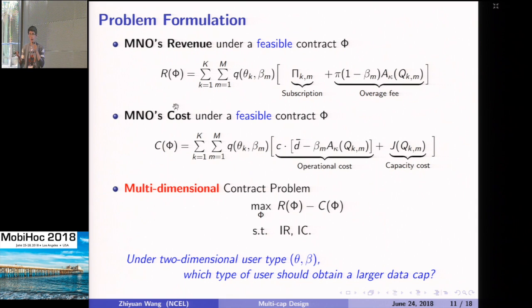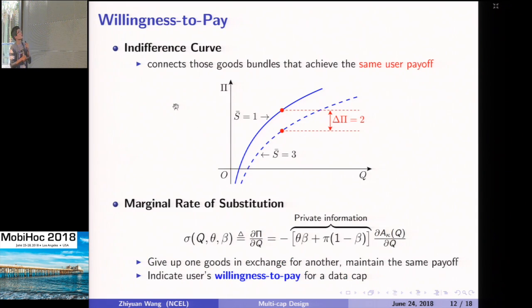The two blue curves in this figure are two indifference curves with payoff equal to 1 and equal to 3. So from this figure, we find that when the indifference curve is shifted upwards, the corresponding payoff is decreasing due to the increasing monthly subscription fee.